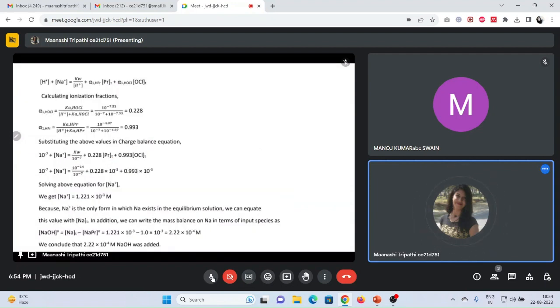How are we getting to the solution? This is the charge balance equation. We are writing everything in the charge balance equation. This is the solution we are following. We are putting alpha 1 for HCl, HBr. This formula was explained earlier. Then substituting these values into the charge balance equation, we will easily get the sodium ion. Please have a look properly at this slide so that we can move forward.